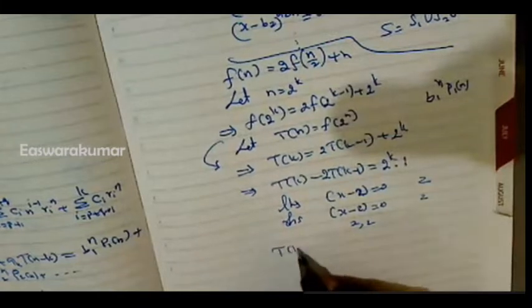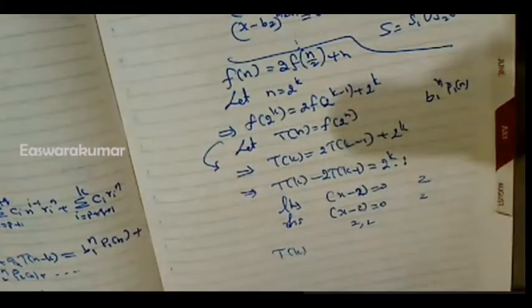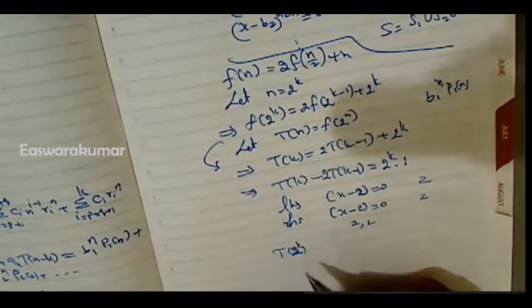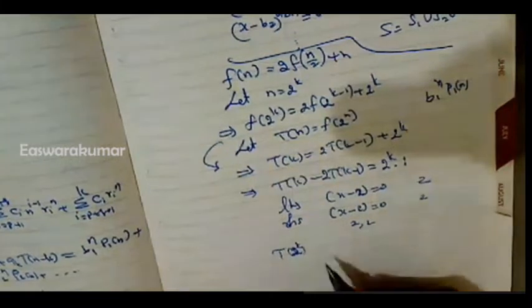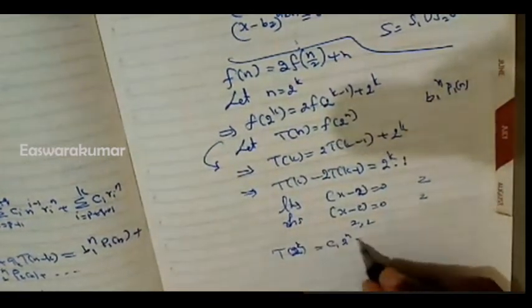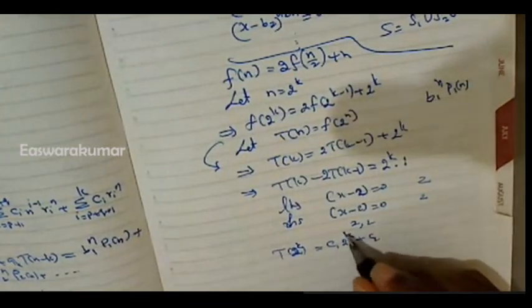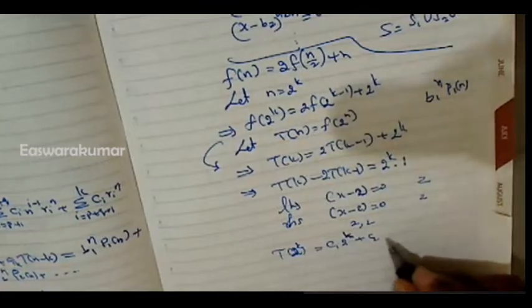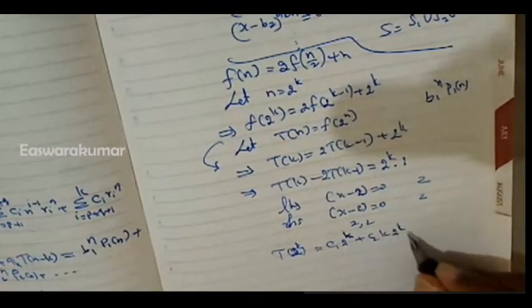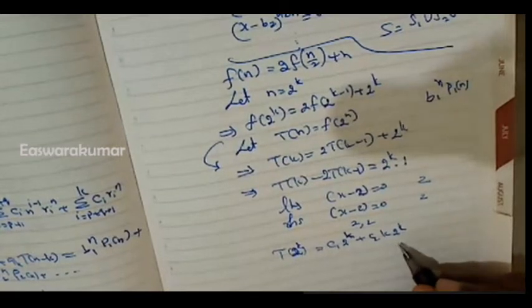Now the variable is k, and with respect to k only we have done this, so we have to write t of 2 power k. That is equal to c1 2 power k plus c2 k 2 power k, because the roots are the same. The size of the input is now k, so therefore we are using this.